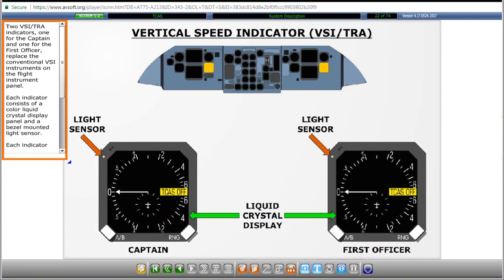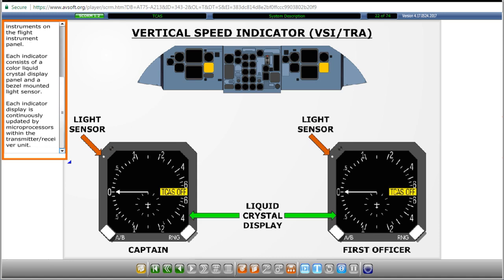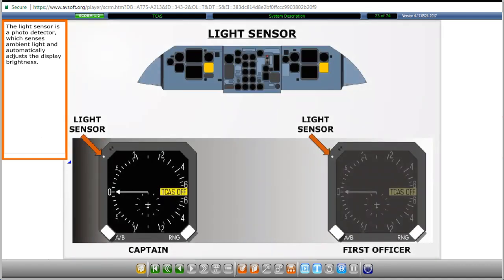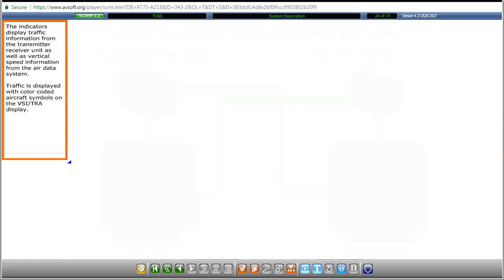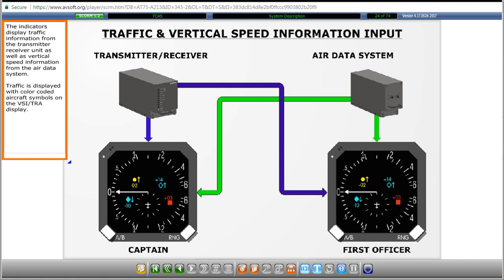Two VSI TRA indicators, one for the captain and one for the first officer, replace the conventional vertical speed indicator instruments on the flight instrument panel. Each indicator consists of a color liquid crystal display panel and a bezel-mounted light sensor. Each indicator display is continuously updated by microprocessors within the transmitter-receiver unit. The light sensor is a photodetector which senses ambient light and automatically adjusts the display brightness. The indicators display traffic information from the transmitter-receiver unit as well as vertical speed information from the air data system.